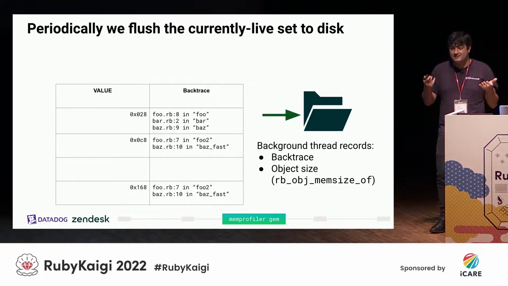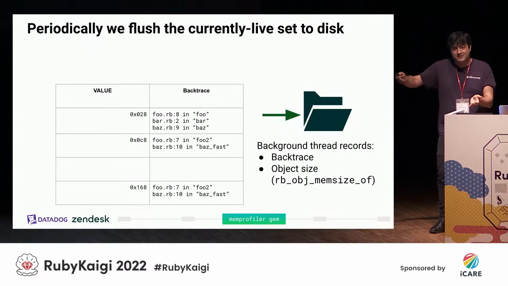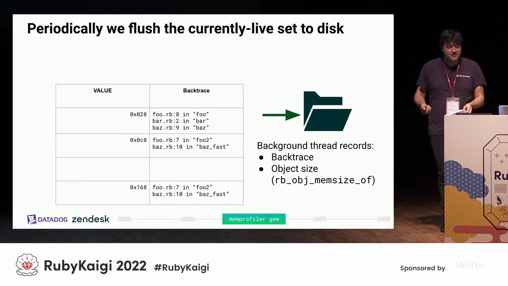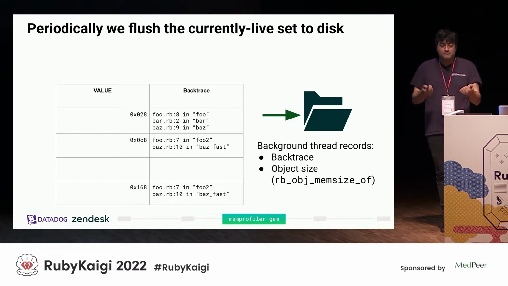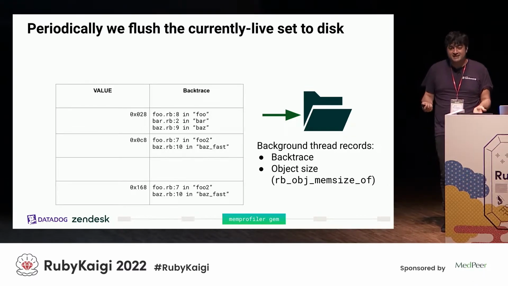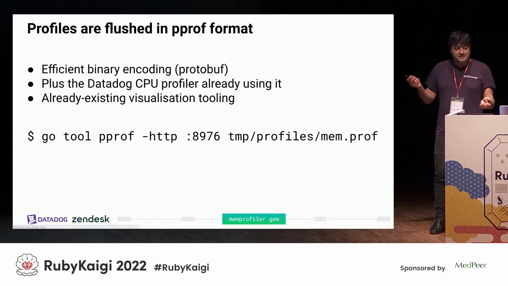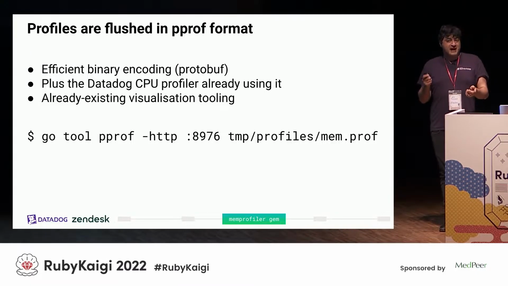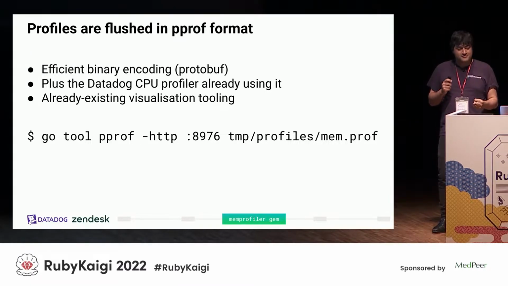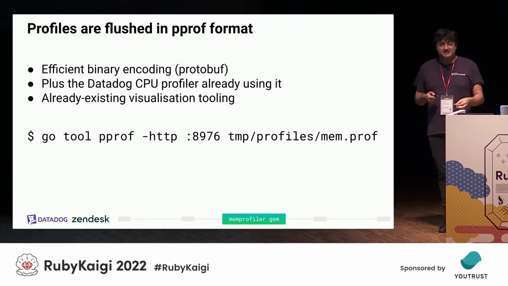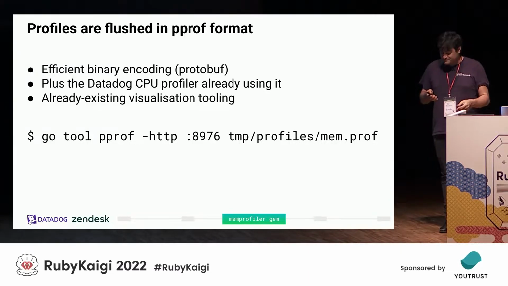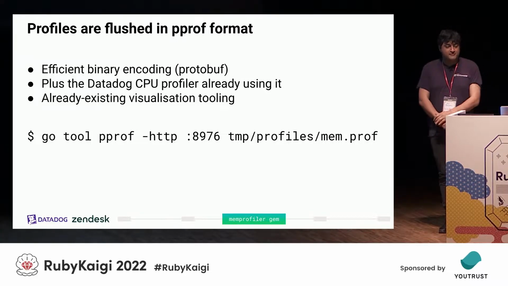And so you end up with a file that tells you at various points in the program's execution what pieces of memory were around, what allocated them, how big they were, things like that. So the question of what we were going to actually write to disk is an interesting one, because you obviously don't want to be dealing with JSON or anything like that. It'll be very slow.